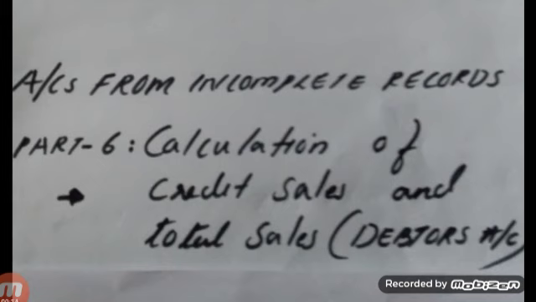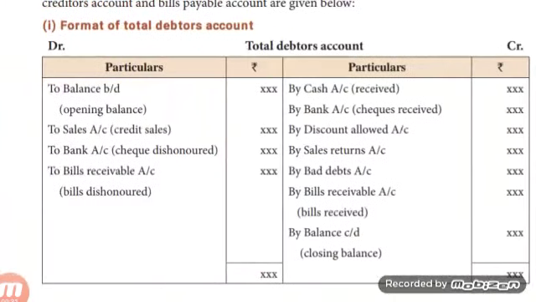How can we ascertain the credit sales and total sales? Let us first learn how credit sales can be found out. For calculating credit sales, we have to prepare the total debtors account. The format of the total debtors account is given here. To prepare the total debtors account, you should proceed as follows.